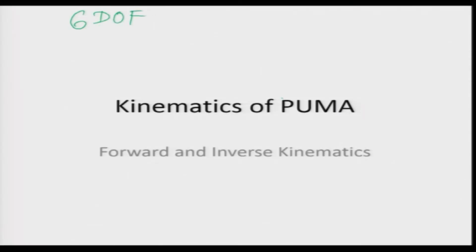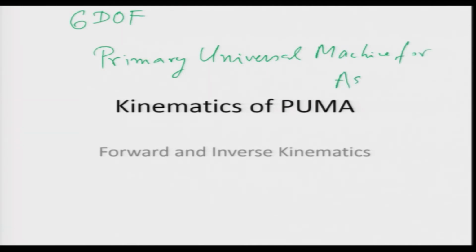The name PUMA basically means primary universal machine for assembly. So, it is primary universal machine for assembly. That is where the name PUMA comes from, and this was made about 1960 by the company Unimation.